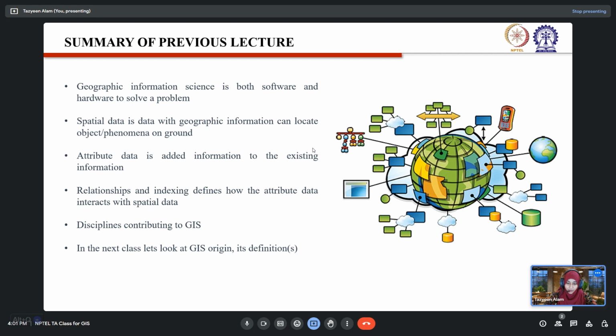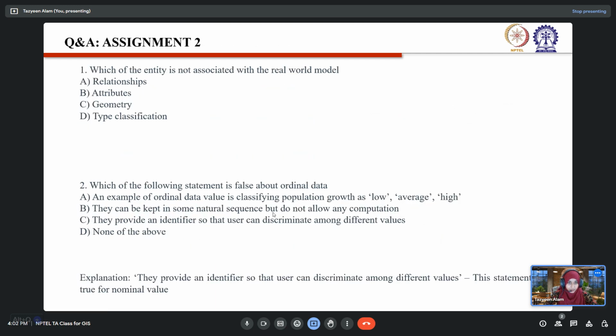So suppose we have a specific data point on the surface of the earth, and with respect to that data point, there is going to be a specific attribute data that defines the spatial data. The relationships and indexing define how attribute data interacts with spatial data. So we learned about these different relationships and how these indexings are done. We learned about the disciplines contributing to GIS, and in today's class we will be looking at more definitions and the current state of GIS.